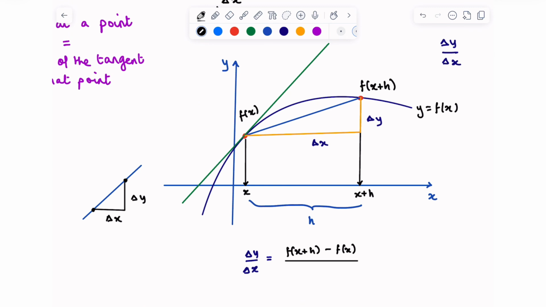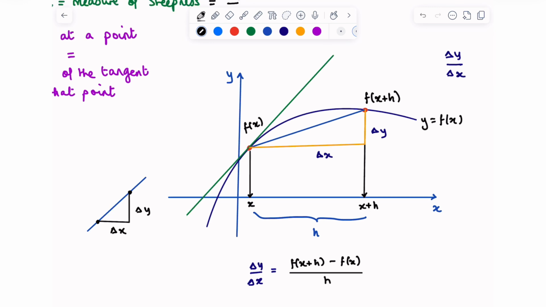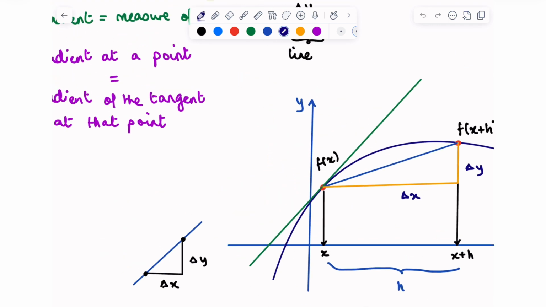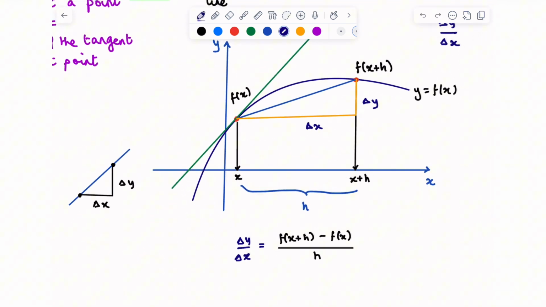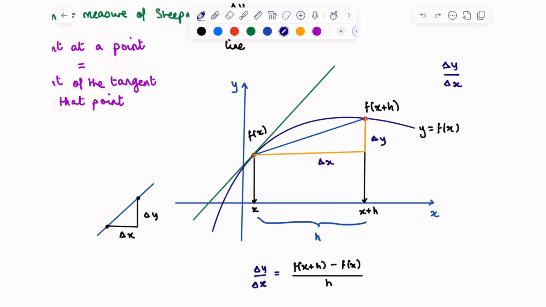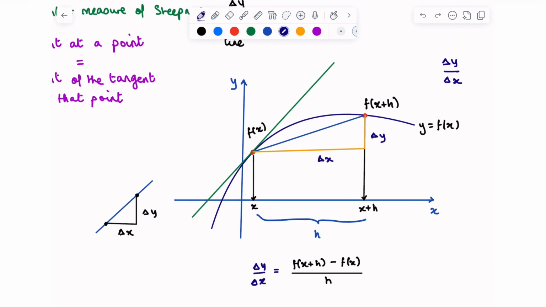Okay, and change in x is just h, right? Because it's just x plus h minus x, which is just h. But the issue is, do you see how this blue line is way off from this green line that we have here? We've said that the gradient of that green line should be the gradient at this point here. But they are different. So it can't be the same gradient. It's just an approximation. So what can we do to make it more accurate?